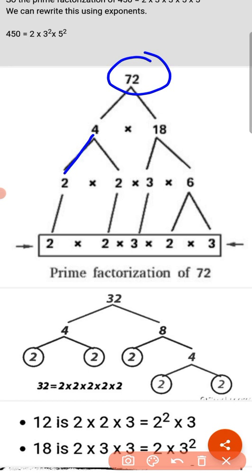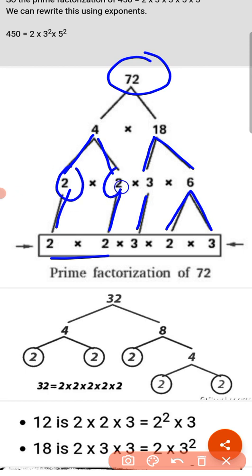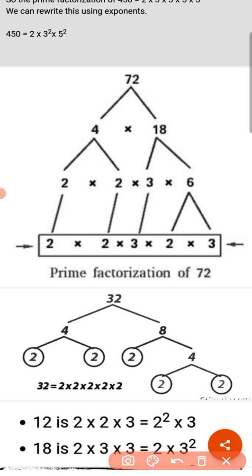Split 4 as 2 into 2. Next, split 18 as 3 into 6, because 3 sixes are 18. Since 3 is a prime number, now split 6 into 2 and 3. So the prime factorization of 72 is 2 into 2 into 2 into 3 into 3.